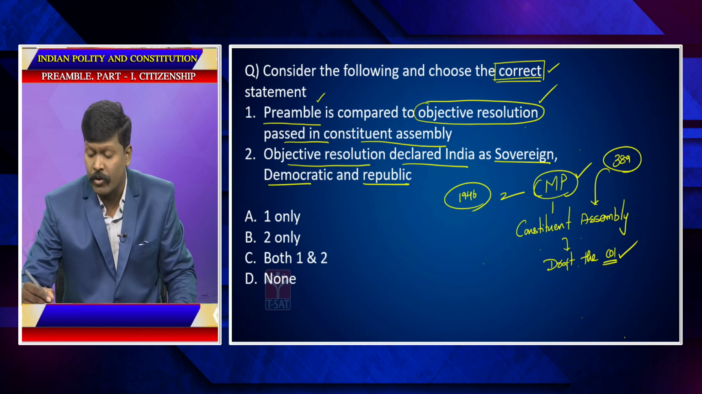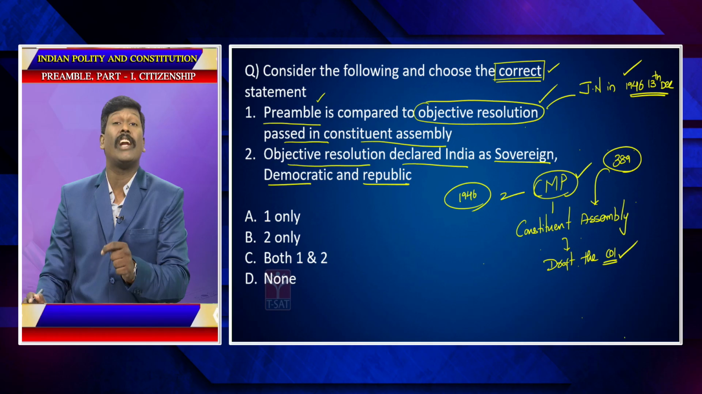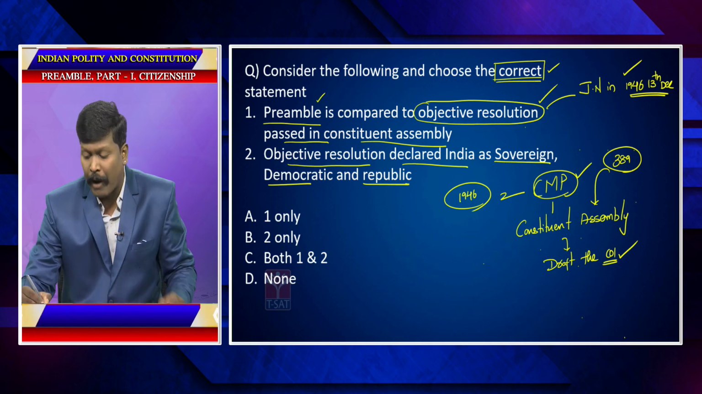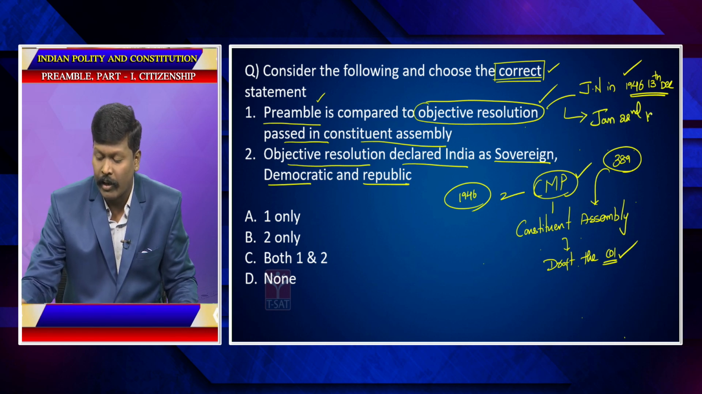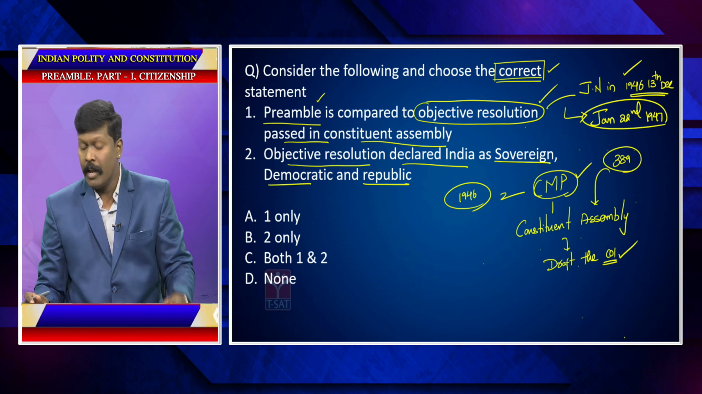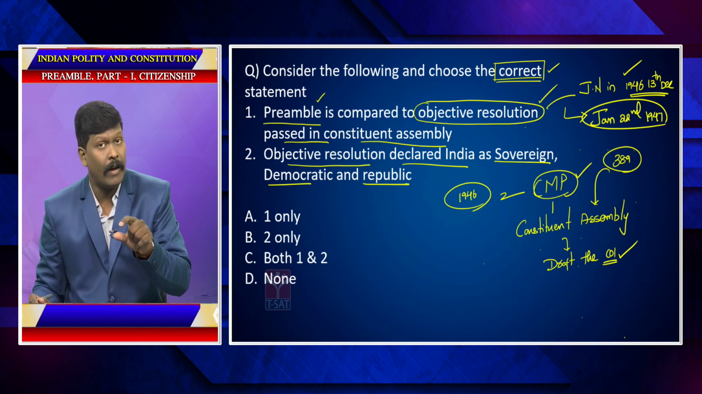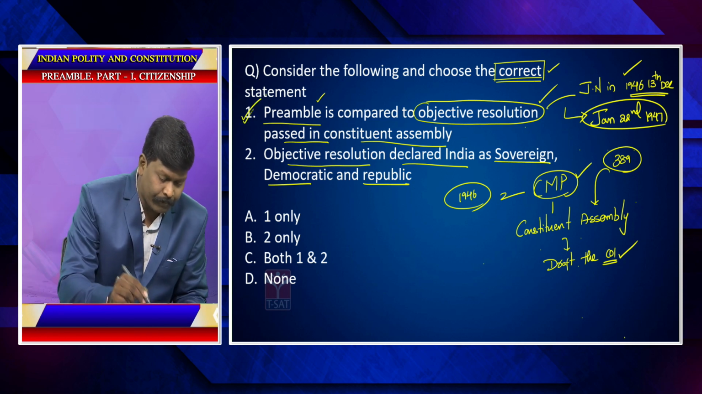This objective resolution was initiated by Jawaharlal Nehru in the year 1946, on 13th December. Mr. Nehru initiated this objective resolution, and it was passed in the Constituent Assembly on January 22nd, 1947. As I said, this was initiated in the Constituent Assembly, so the first statement is correct.